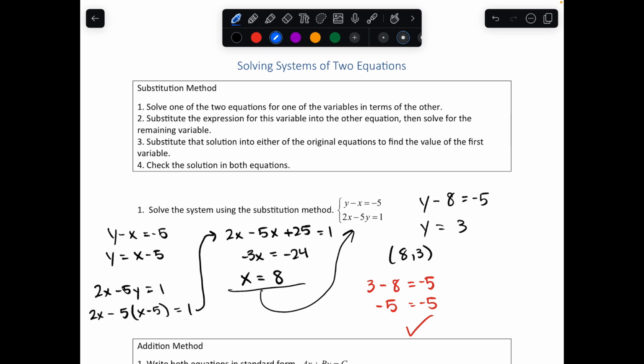So 2 times 8 minus 5 times 3 is equal to 1. 2 times 8 is 16. Minus 5 times 3 is 15. 16 minus 15 is equal to 1. And so we have 1 is equal to 1. That is also a true statement. So our solution of (8, 3) works for both of our equations, meaning that this really is the solution to our system.